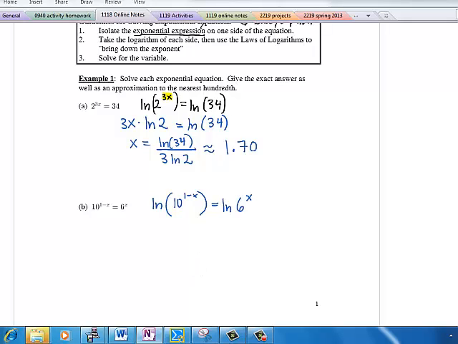And now we can use the property of logarithms that says, okay then, let's move that exponent down. Make sure you put parentheses around the first one when you move it down, because you want the whole group times the natural log of 10. And on the second one, we'll move the x down.